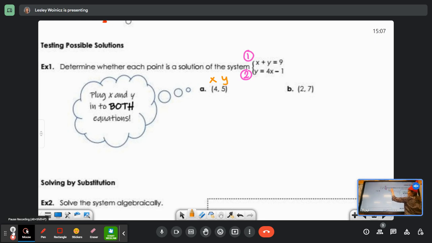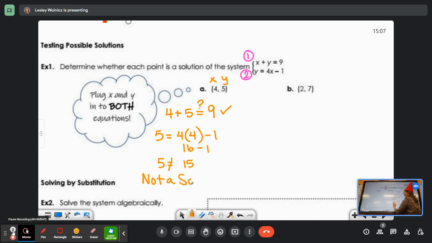So I want to know if I plug in the 4 and the 5 for x and y, is 4 plus 5 equal to 9? Yes. Okay, so it makes one true. So far, so good. Now we have to test them in the other one. Watch out, because this time the y comes first. Is 5 equal to 4 times 4 minus 1? Well, 4 times 4 is 16, minus 1, that's 15. So 5 is not 15, so this is not a solution.